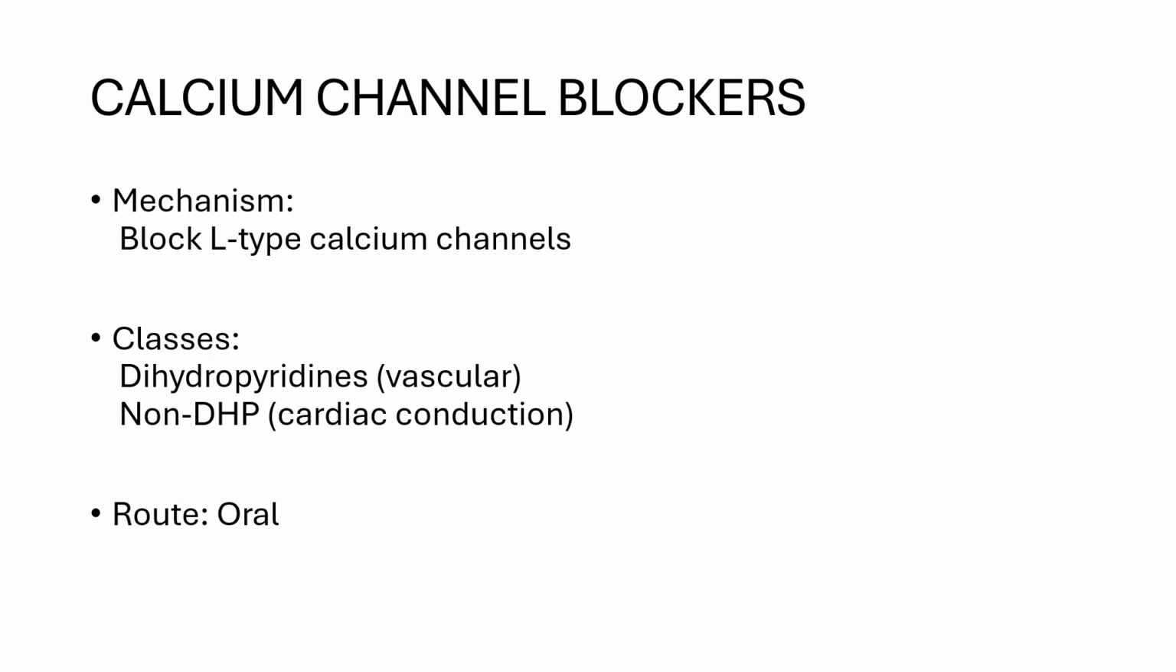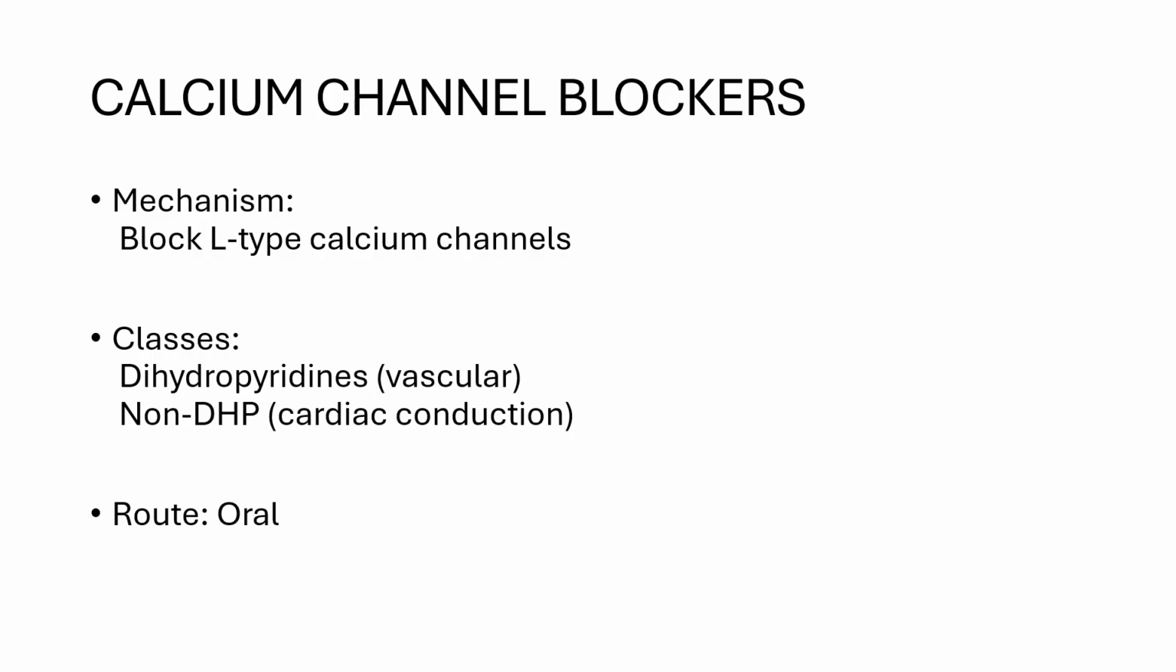Okay, moving on to calcium channel blockers. Calcium channel blockers work by blocking the L-type calcium channel, so just like what it says in the name. These channels are responsible for calcium influx into the vascular smooth muscle and cardiac myocytes. When calcium entry is reduced, smooth muscle relaxation occurs, leading to vasodilation. In the heart, calcium channel blockers can decrease contractility and slow conduction through the AV node.